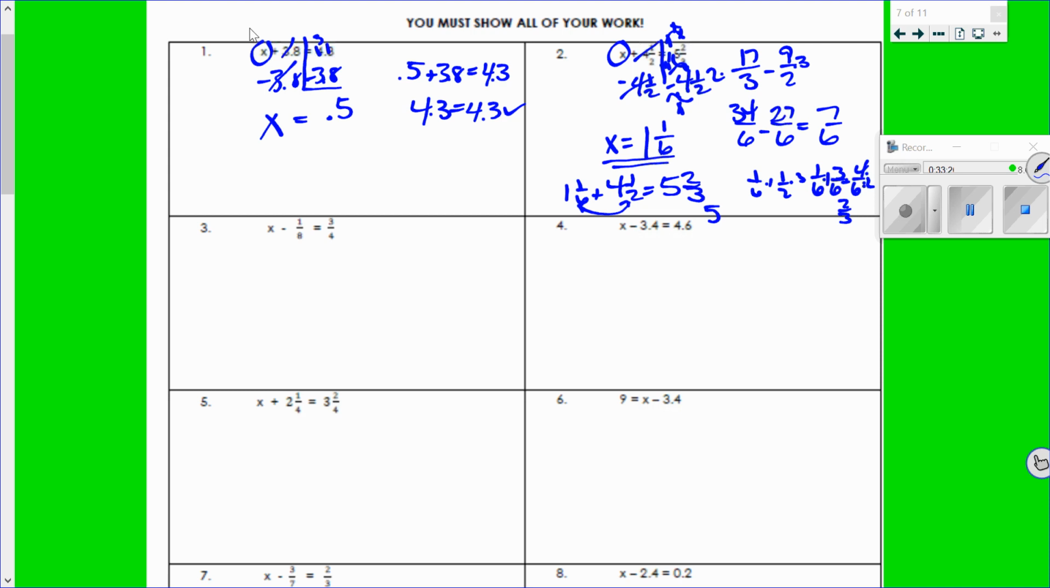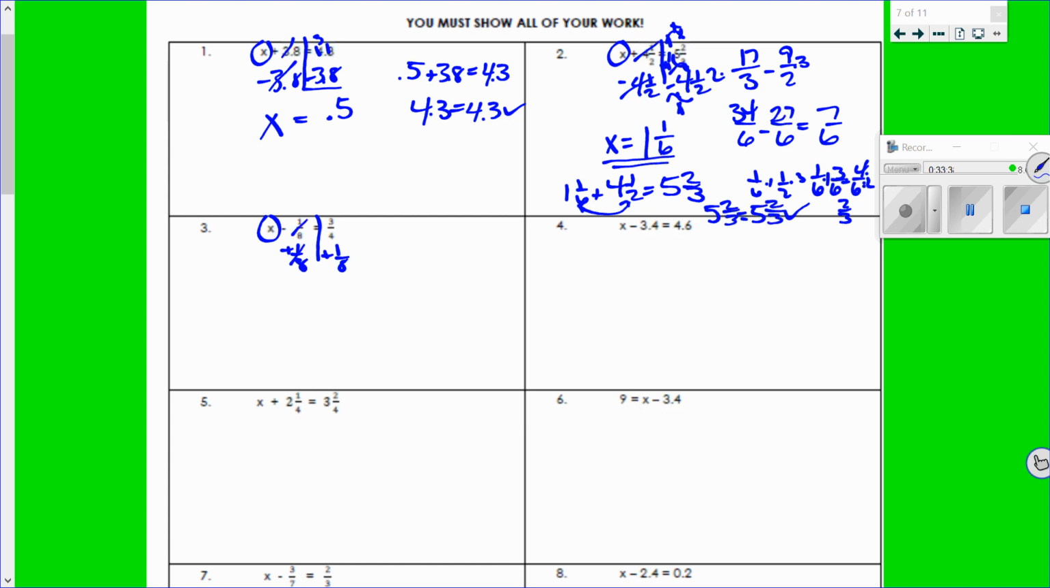Excuse me. 5 2/3 equals 5 2/3. We have our check. Our next one, here's our variable. It's the opposite of subtracting 1/8. Adding 1/8.